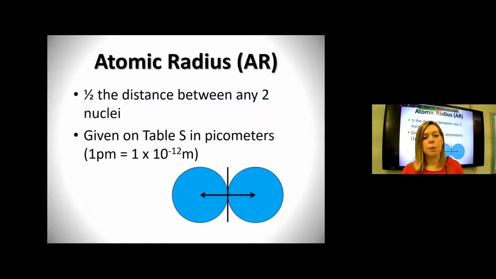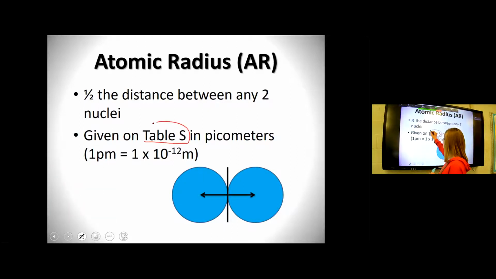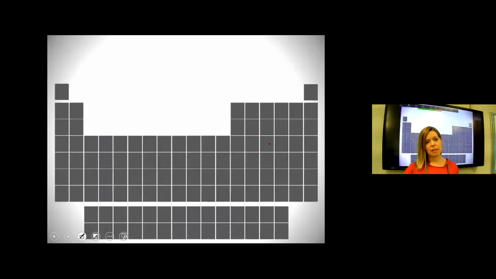So a radius would be from the center of the circle out. It's difficult to measure just one atom, so it's better measured in a diatomic molecule. It would be half the distance from nucleus to nucleus. And very important, atomic radius is given on Table S in picometers, so we can look it up on Table S. And it's given in picometers because our atoms are tiny, so we need a tiny unit to measure their radius.